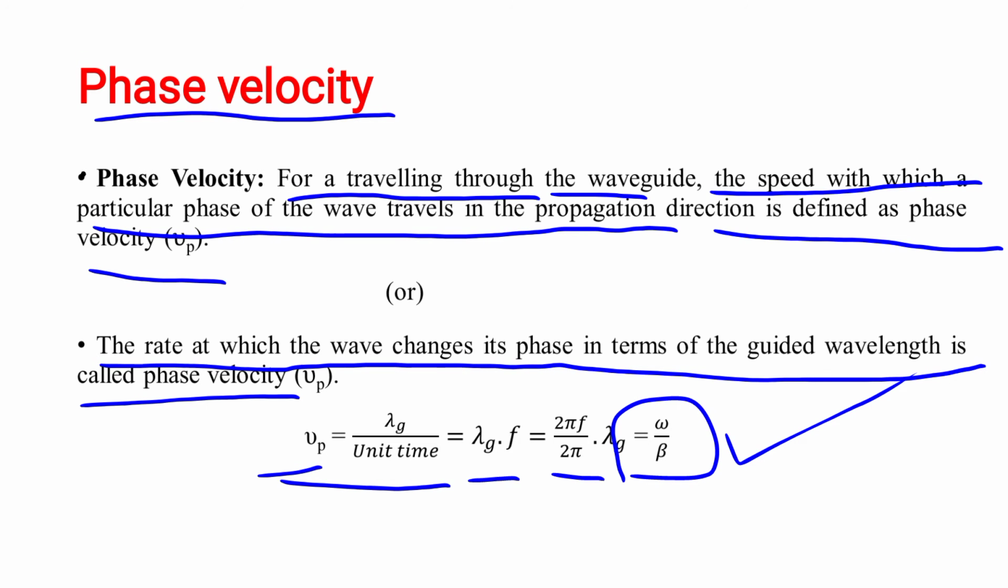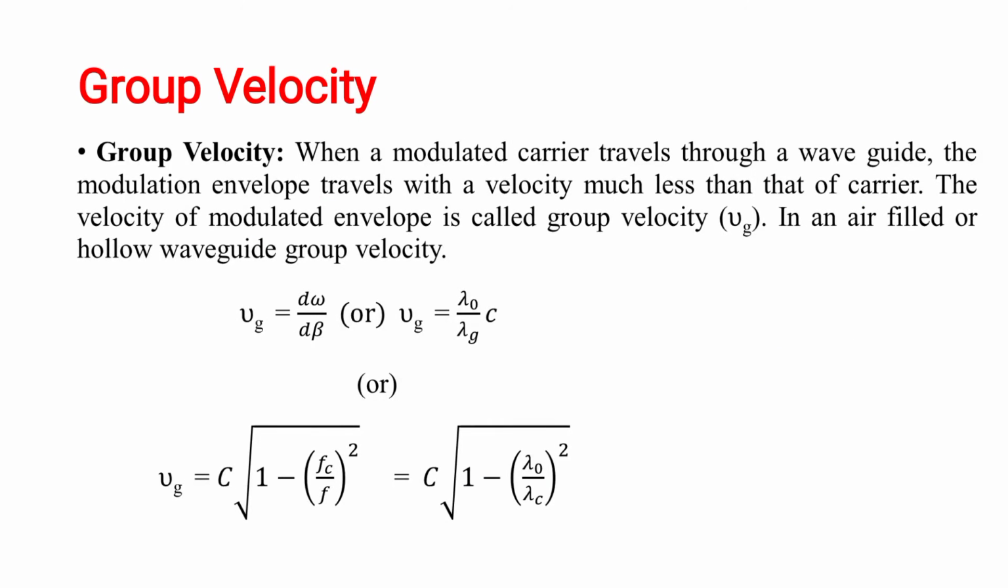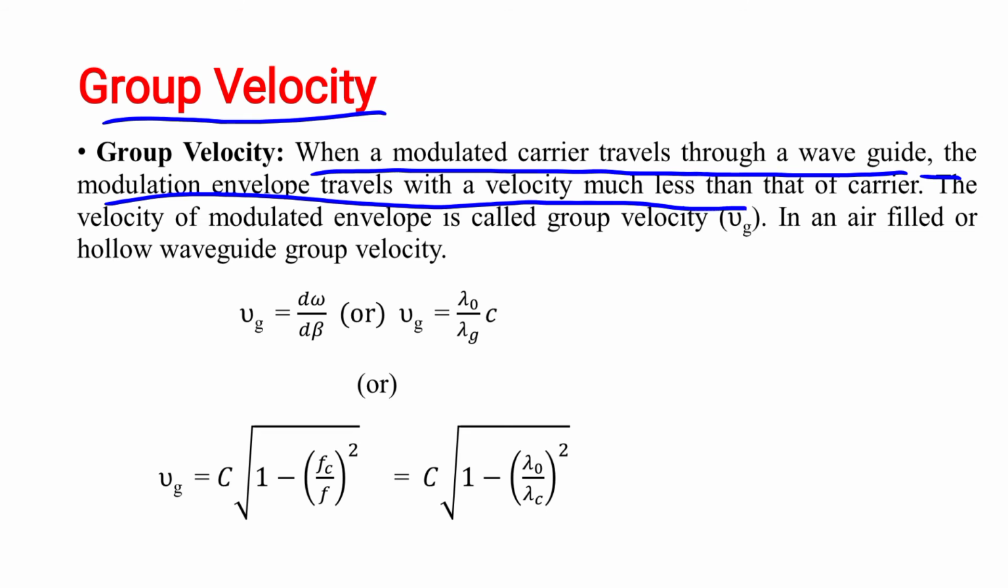Now let's see what is group velocity. Group velocity is also one of the important parameters of a waveguide in microwave engineering. Let's see what is group velocity. When a modulated carrier travels through a waveguide, the modulation envelope travels with a velocity much less than that of the carrier. We know the modulated signals travel through the waveguide.